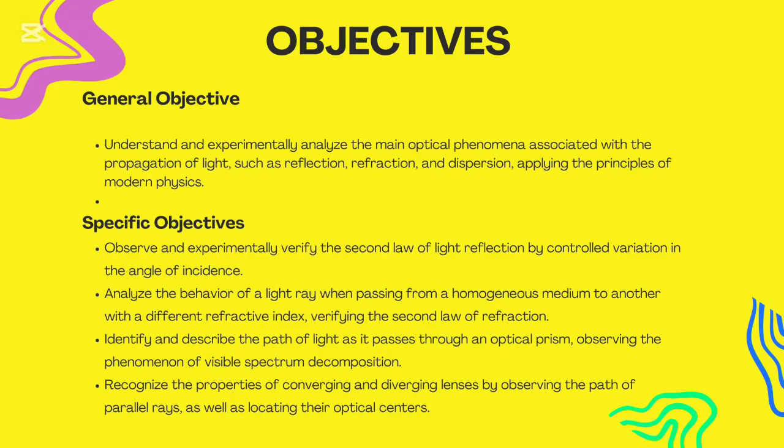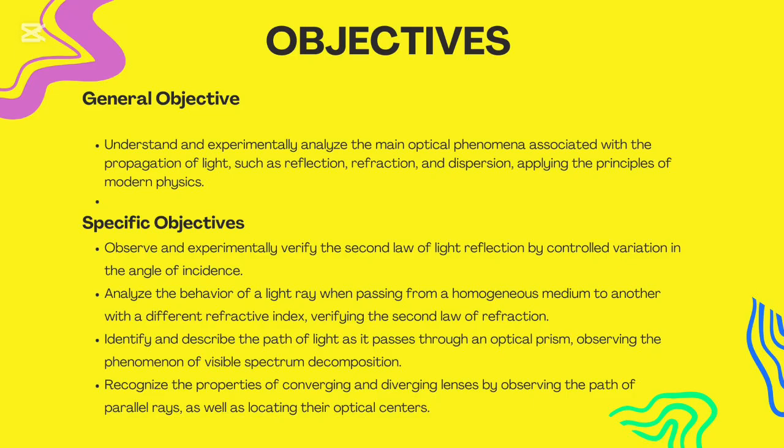Specific objectives: observe and experimentally verify the second law of light reflection by controlled variation of the angle of incidence. Analyze the behavior of a light ray when passing from a homogeneous medium to another with a different refractive index, verifying the second law of refraction. Identify and describe the path of light passing through an optical prism, observing the phenomenon of visible spectrum decomposition.